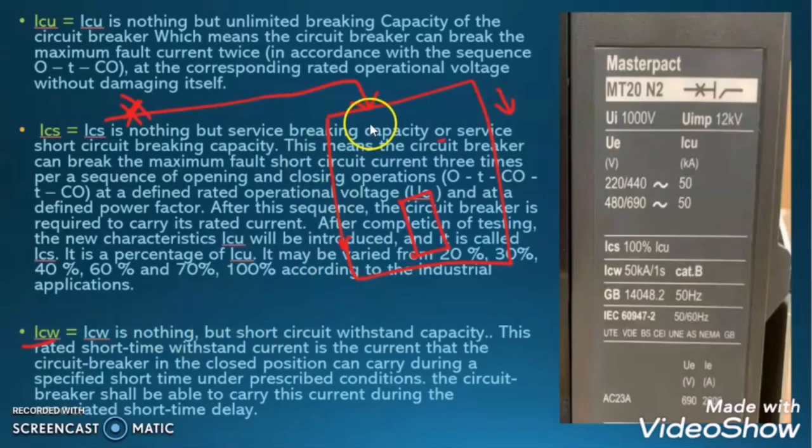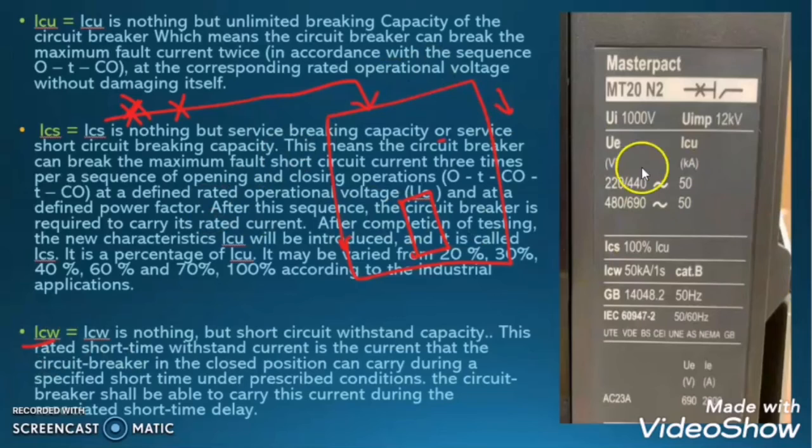ICW is the maximum short circuit current that a circuit breaker can withstand for some interval of time when the circuit breaker is operational. In short, ICW, the short circuit withstand capacity, is the maximum capacity of a circuit breaker when all of a sudden a short circuit fault happens while the air circuit breaker is feeding the circuit normally. So, hope I am clear what ICU, ICS, and ICW are.